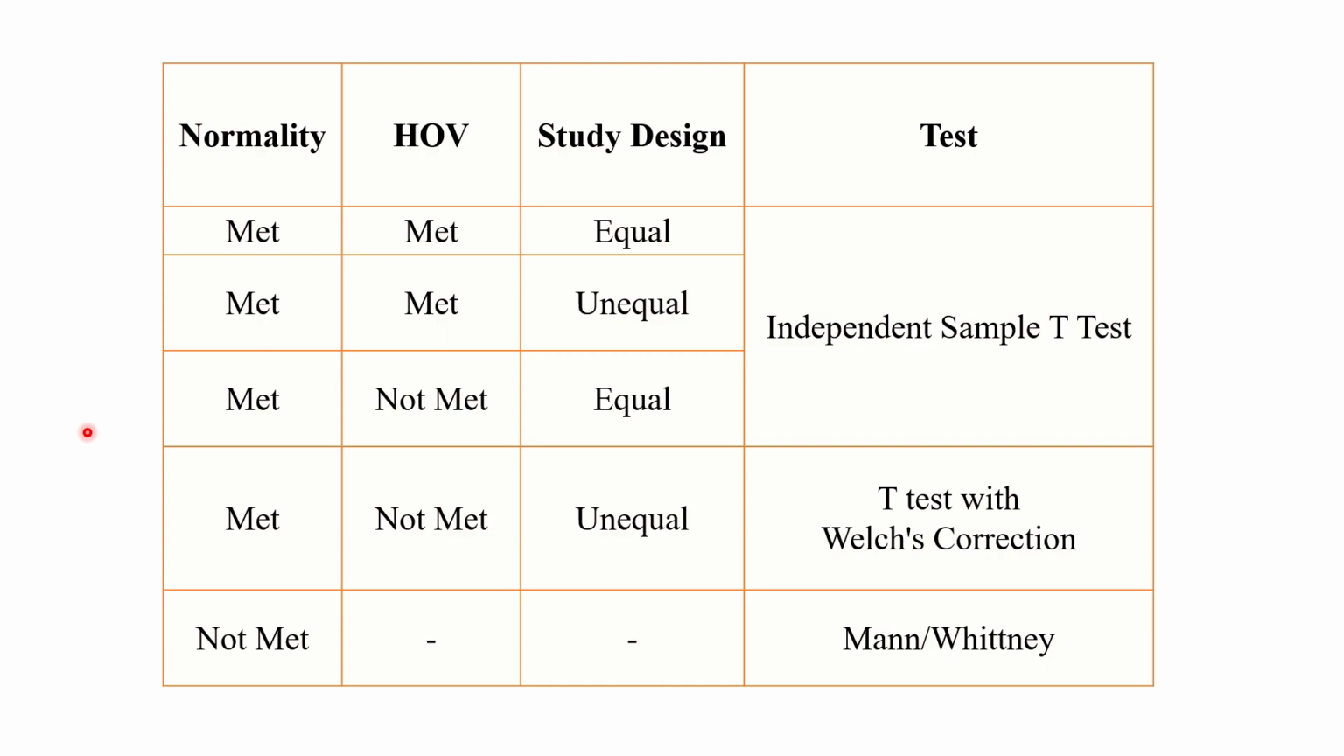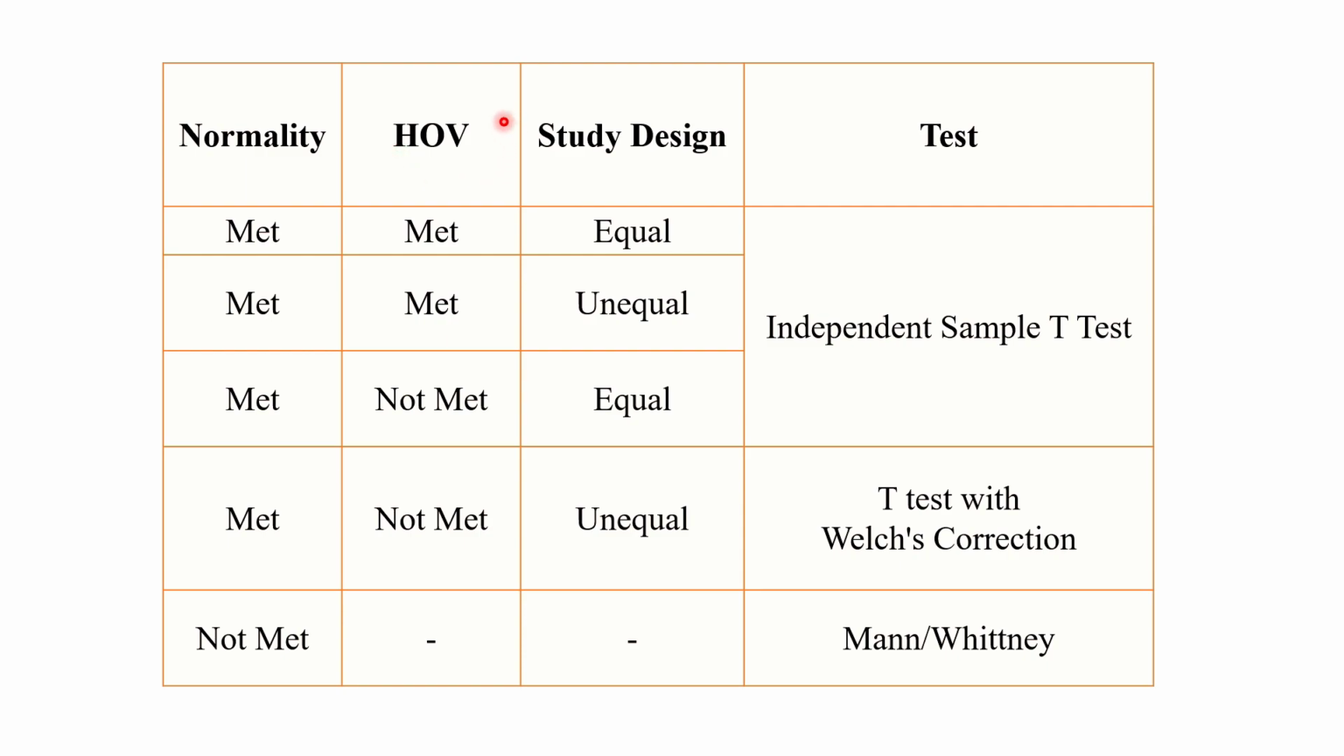So in this video, first we'll briefly discuss the assumptions related to conducting the student's t-test, as well as the t-test with Welch's correction and the non-parametric Mann-Whitney test. For conducting the student's t-test, both the groups should follow normality.